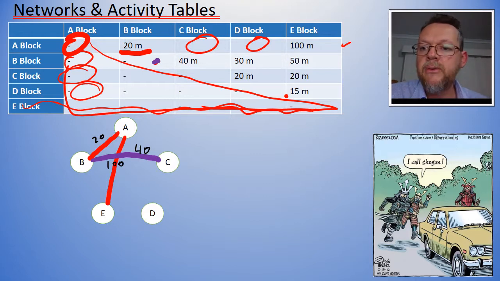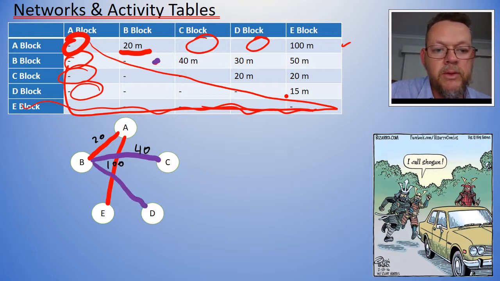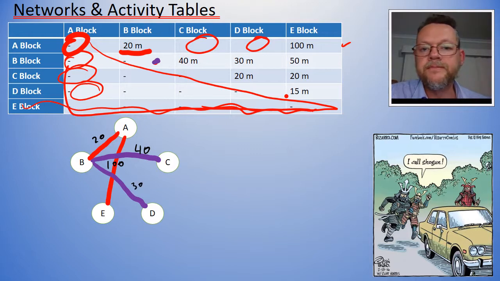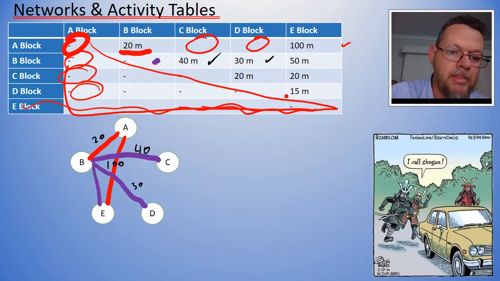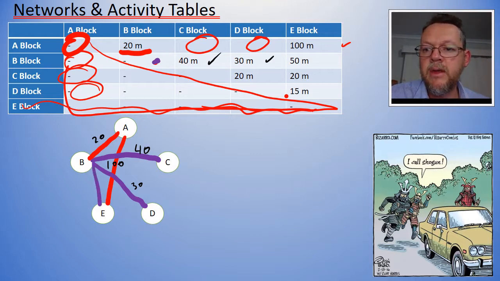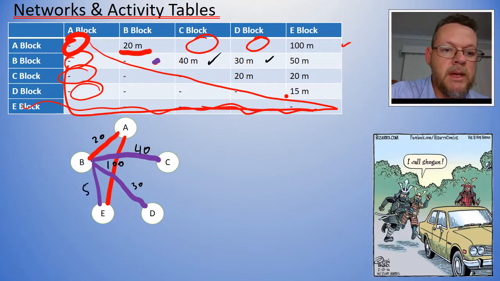I can also go from B to D block. So where's B to D? So I just draw that in. Nice and straight if possible. It's a bit harder for me on here. And it's going to take 30 meters. And so that's that one done, that's that one done. Now B to E block is 50 meters. So let's draw that in. And we'll put in the 50 meters.